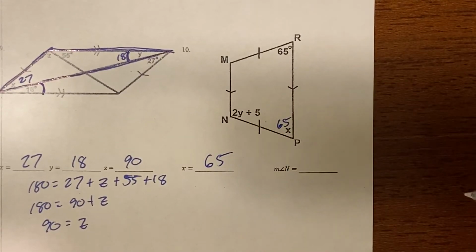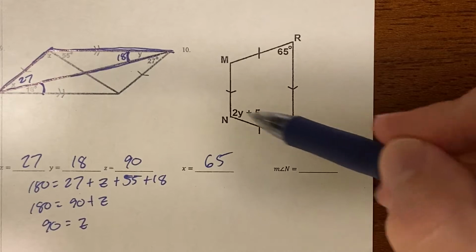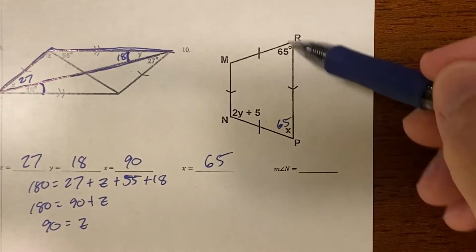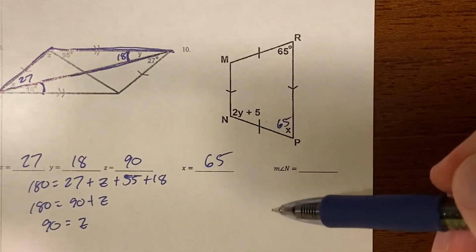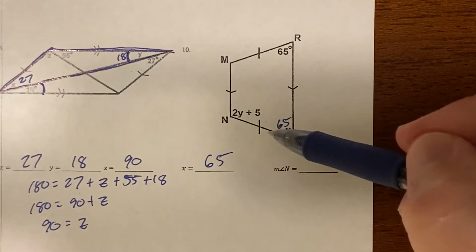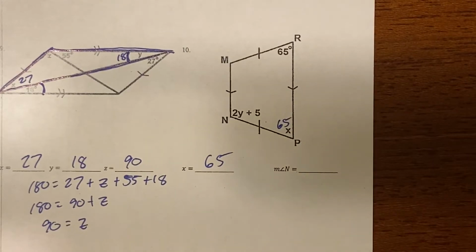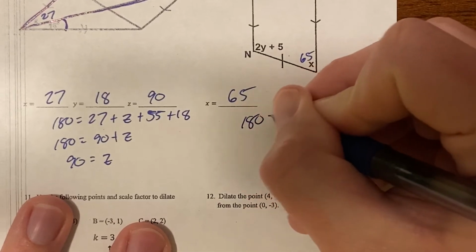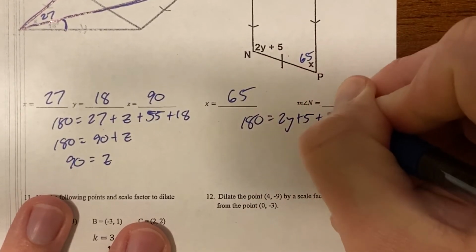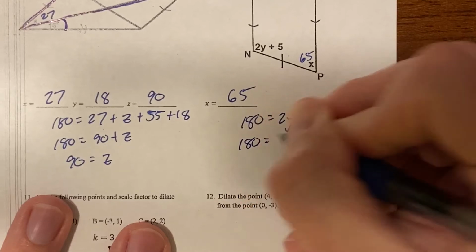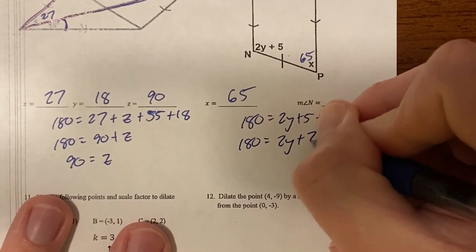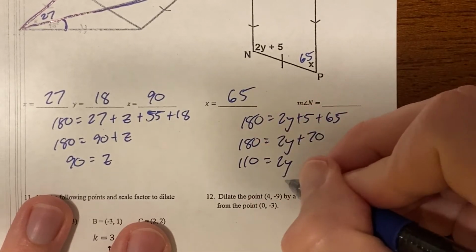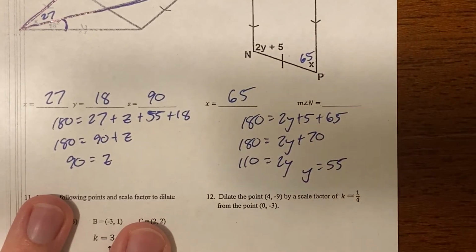There's a couple different ways of going about this. We've said that the angles in between the parallel lines are equal to 180. So these would be equal and these would be equal, but the ones on the opposite sides of these parallel lines are going to add to give me 180. So I'm going to say 180 equals 2y plus 5 plus 65. That's 180 equals 2y plus 70. Subtract the 70 over, you get 110. Divide by 2, y equals 55.